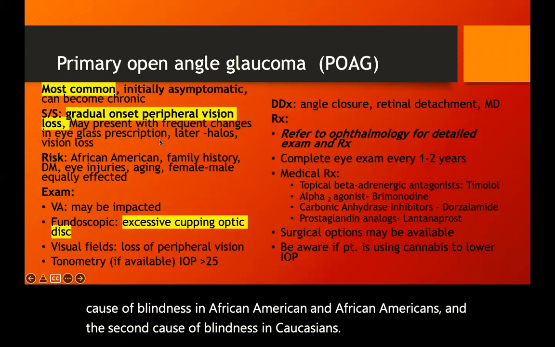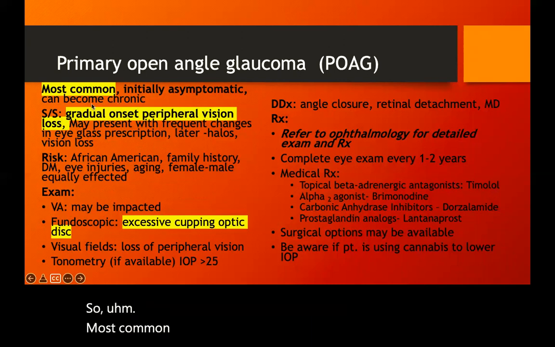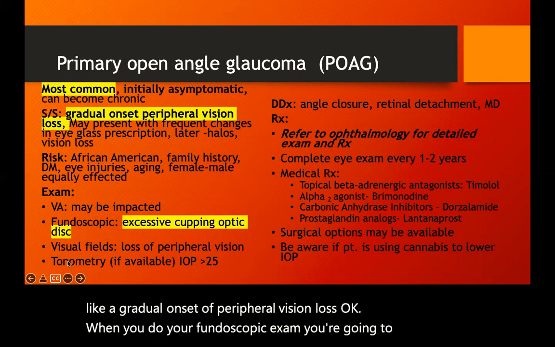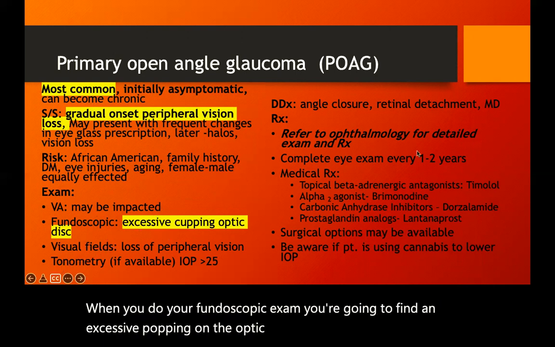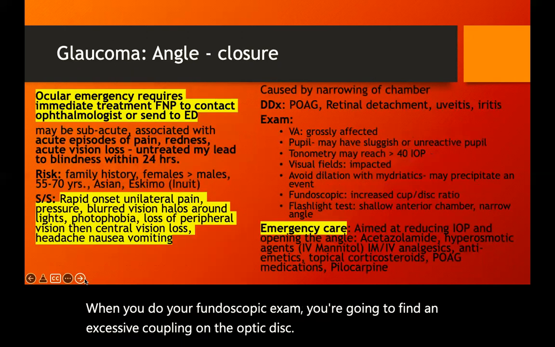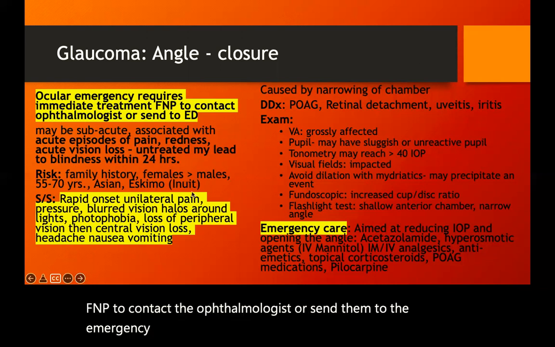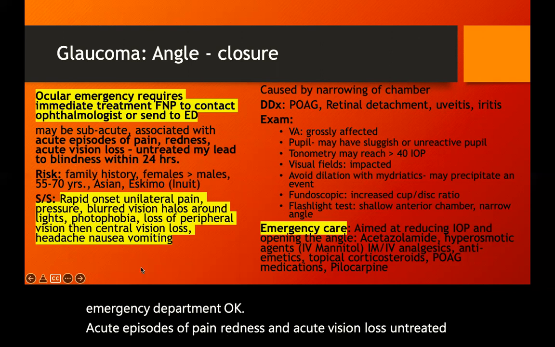So most commonly, it's initially asymptomatic in glaucoma, and it's just a gradual onset of peripheral vision loss. Okay. When you do your fundoscopic exam, you're going to find an excessive cupping of the optic disc. Okay, so ocular emergency requires immediate treatment: the FNP should contact the ophthalmologist or send them to the emergency department. Okay, acute episodes of pain, redness, and acute vision loss untreated may lead to blindness within 24 hours.